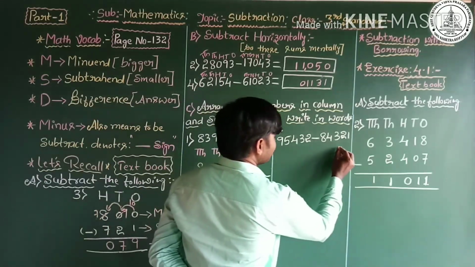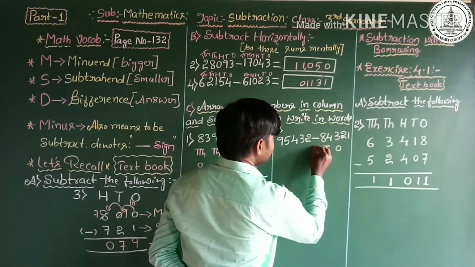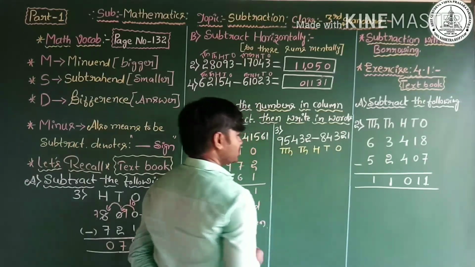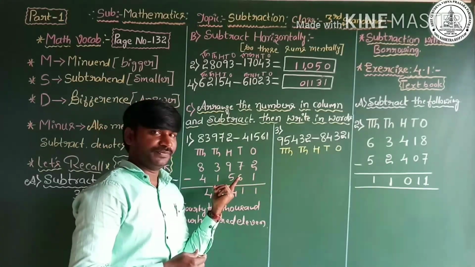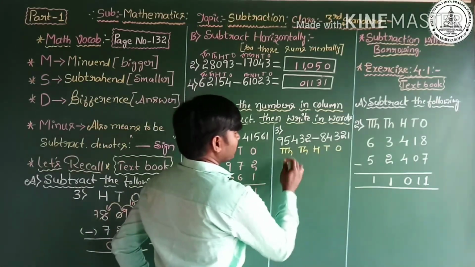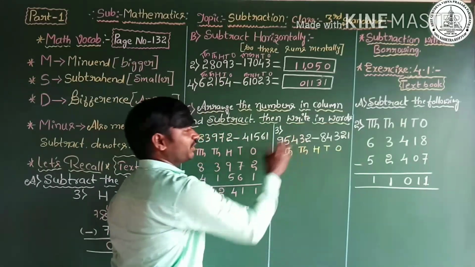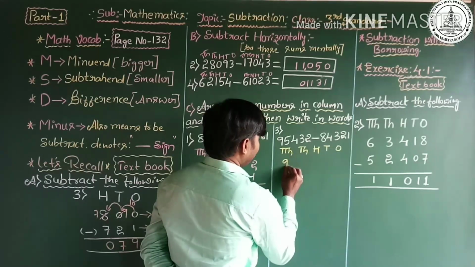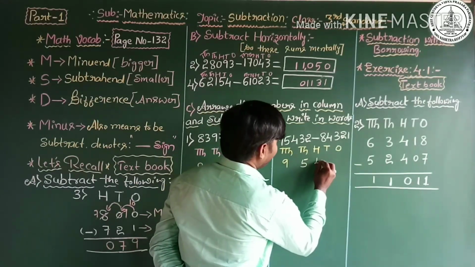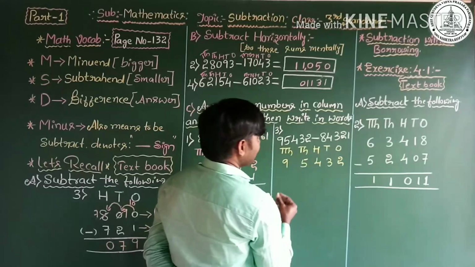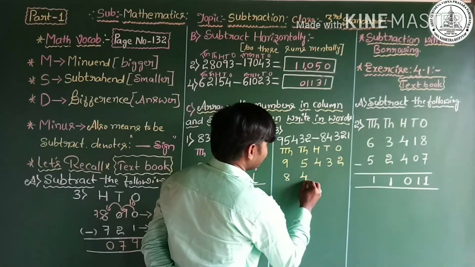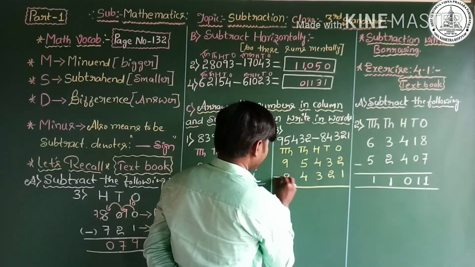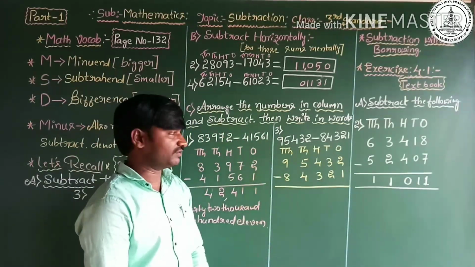You write the place values: ones, tens, hundreds, thousands, the next 10,000s. Did you understand? Next, you write first the one which is bigger. It is the minuend. This is the subtrahend. Write the minuend 95,432. The next, the subtrahend 84,321. Subtract. The sign is very important. Subtract these two values.